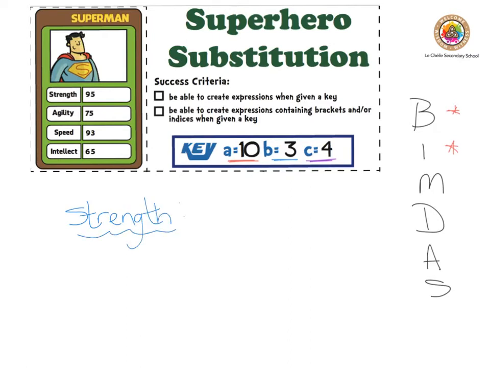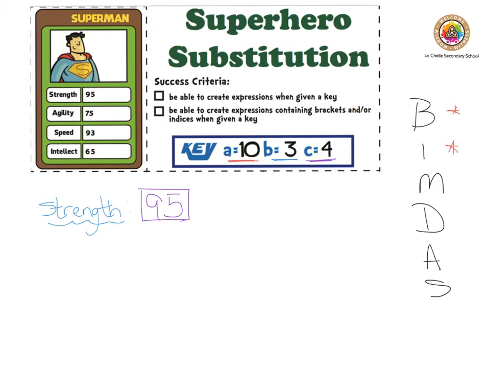Now, I want to look and see, if I come up with A equal to 10, B equal to 3, C equal to 4, I know I want it to be 95. That's my ultimate aim, so I'm going to put that in a box. And I want to be able to write an expression that gives me 95. 95 is quite a big number. Superman is very strong. So I know that 95 is close to 90 or close to 100.